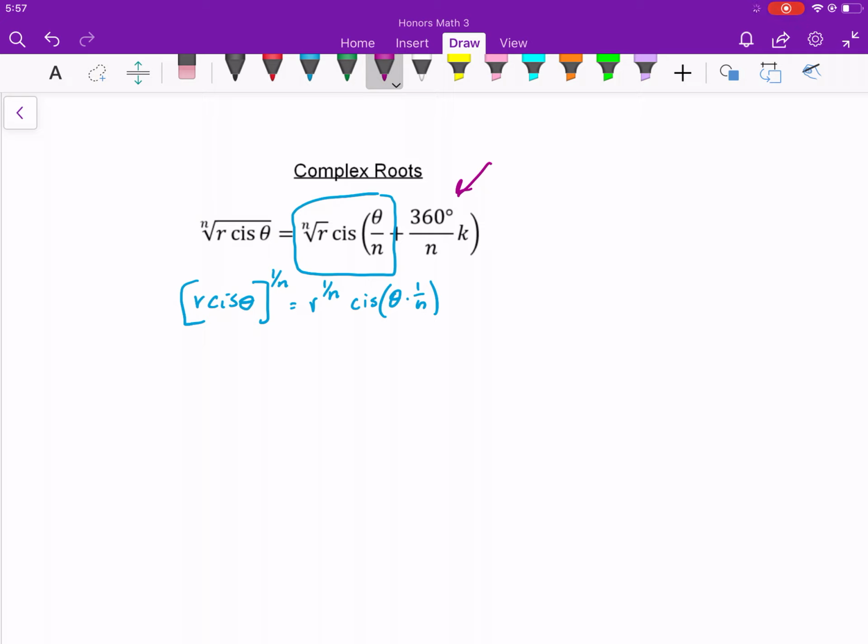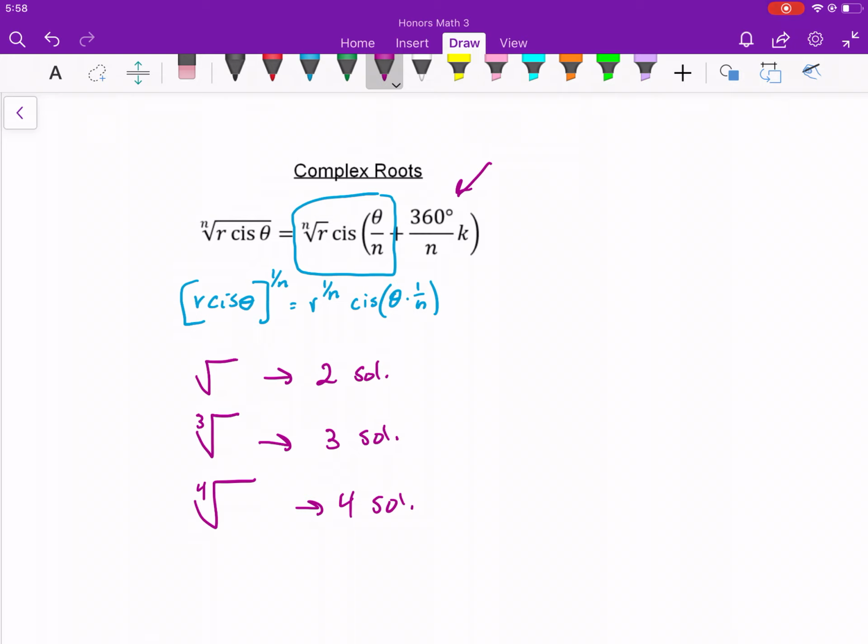The only reason that's there is because depending on your root, you're going to have a certain number of solutions. So if I'm doing a square root, I have 2 solutions. If I'm doing a cube root, I'll have 3 solutions. If I'm doing a 4th root, I will have 4 solutions, and so on and so forth.